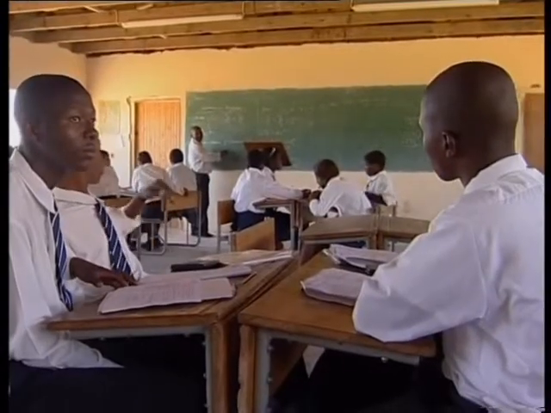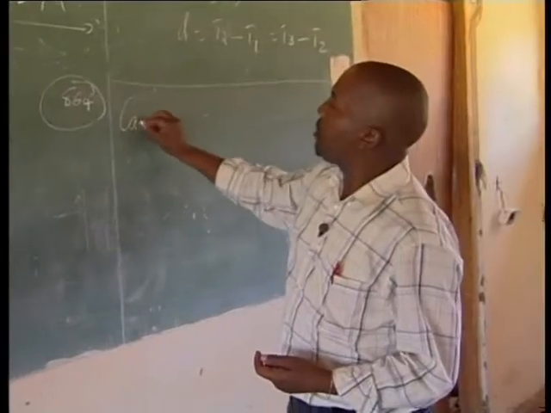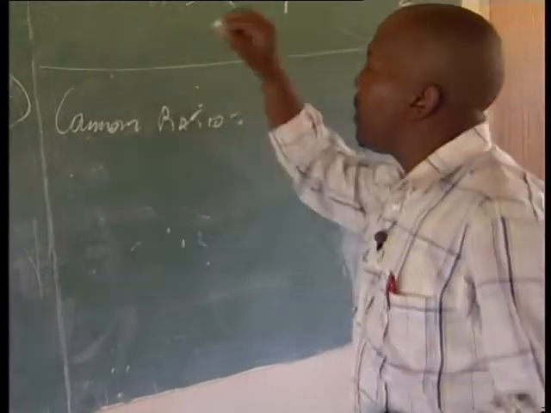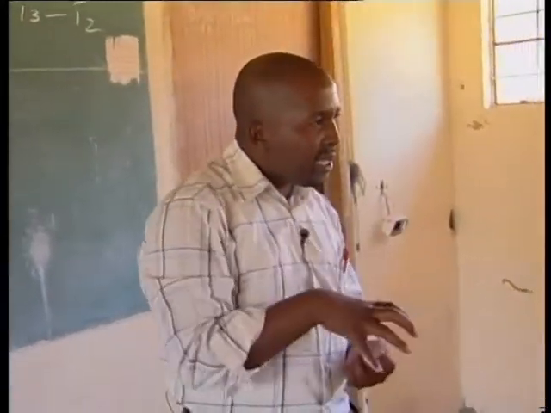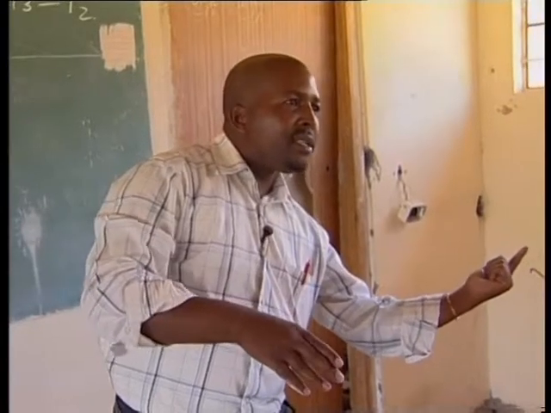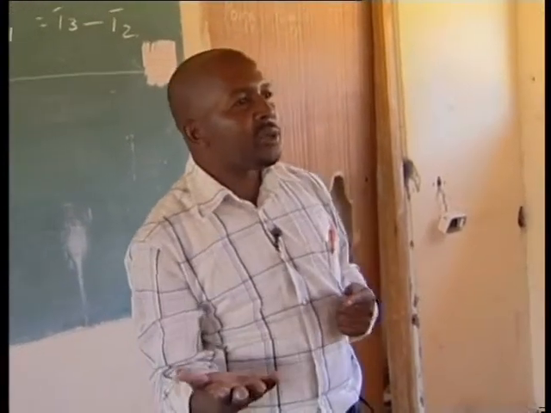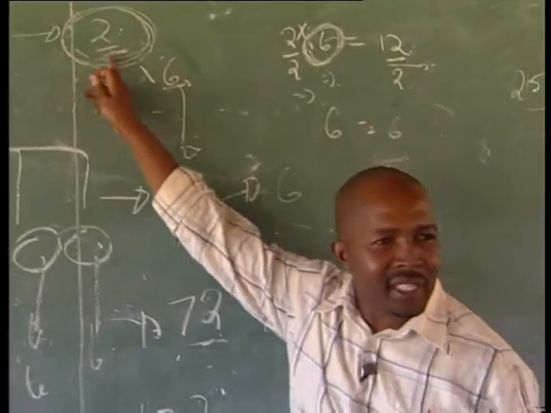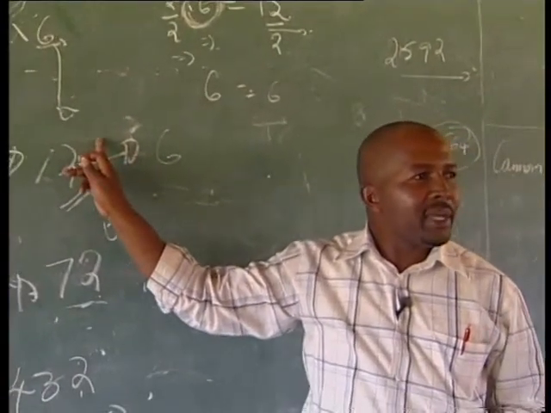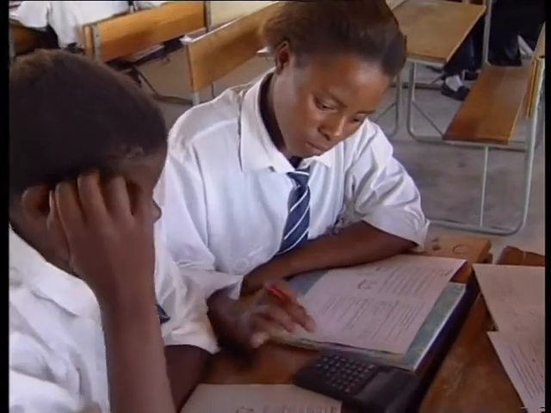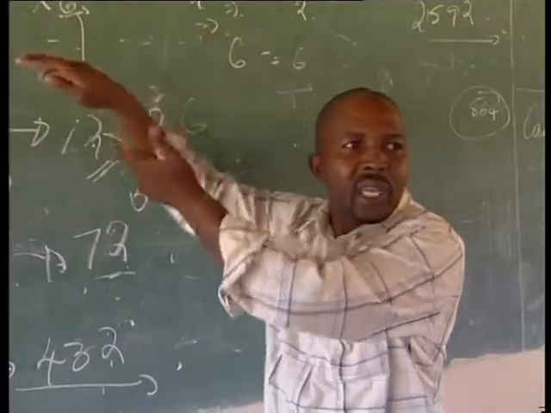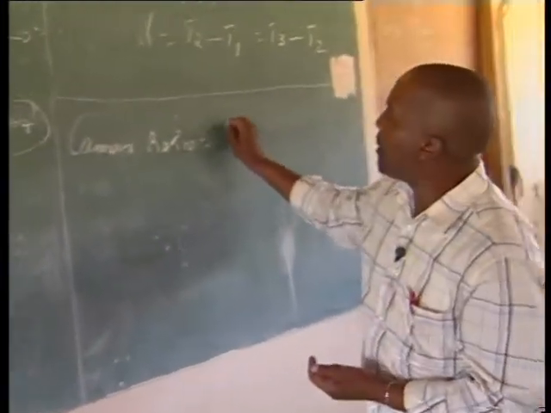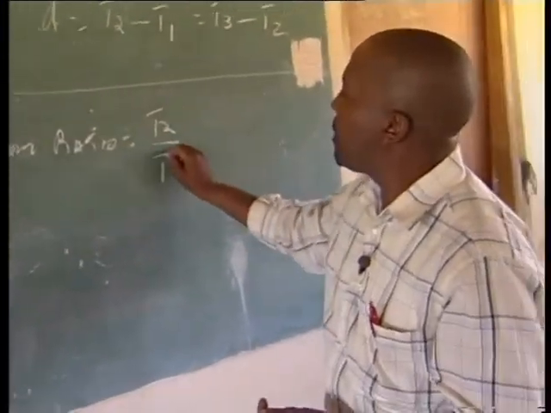The teacher explains the formula for the common ratio. Our common ratio will be determined by taking a term and dividing it by another term. Let us look at the movement again. We have moved from the first to the second. To determine a ratio, we'll divide the second by the first. So the ratio here will be T2 divided by T1.